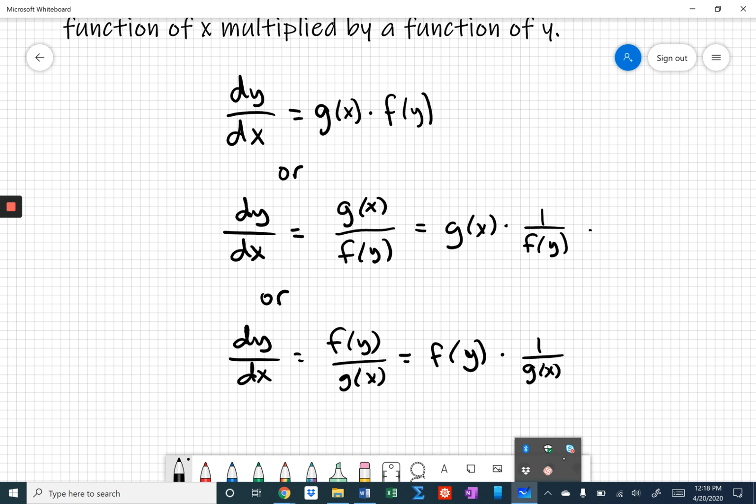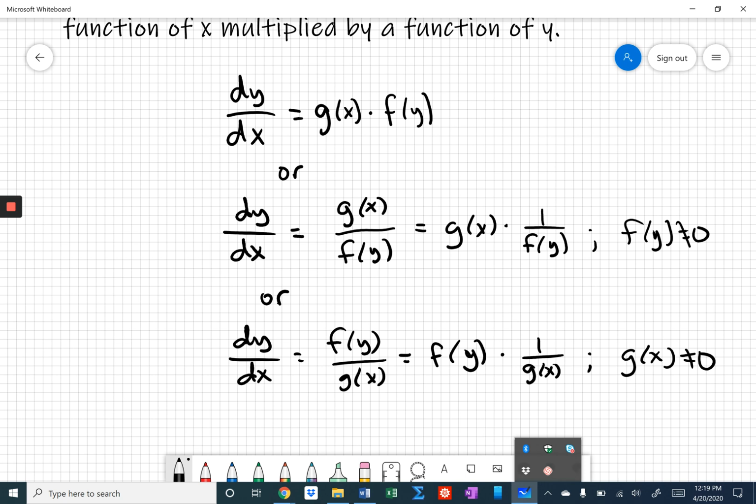Now, note in these two second forms here, I don't want f of y to be 0. I never want to have division by 0. And I don't want g of x to be equal to 0 either. But you guys all know that. So we'll just make it explicit here.